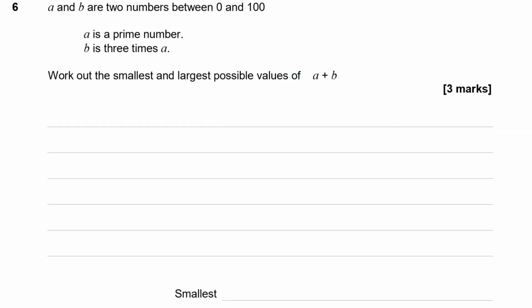Question 6. A and B are two numbers between 0 and 100. A is a prime number, and B is 3 times A. We want to work out the smallest and largest possible values of A plus B. Okay, again, one of those questions where you're just going to have to make a start somewhere. So let's just think this through.